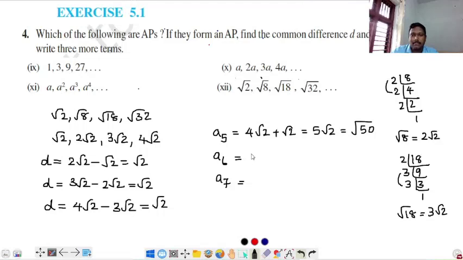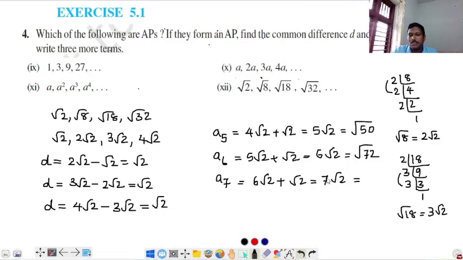And for the next number, with 5√2 again you have to add √2, so you will get 6√2. So 6√2 means 6 square 36, 36 into 2 will be √72. Now 6√2 plus √2 will be how much? It will be 6 plus 1, 7√2, and this 7√2 will be 7 square 49 into 2, it is √98. So the next three numbers will be √50, √72 and √98. These are the next three terms of this AP. Now let us move to the next question.